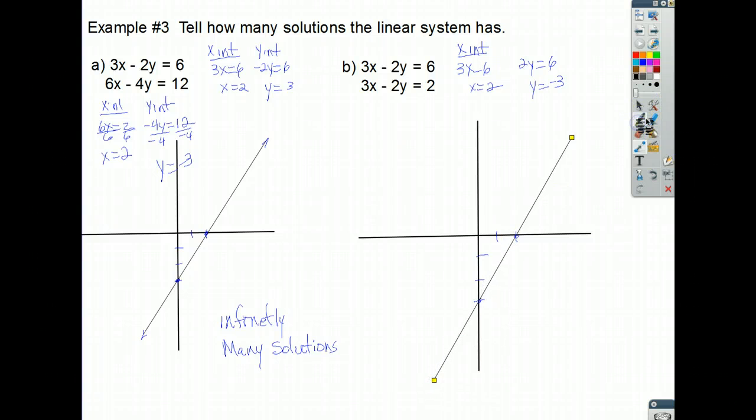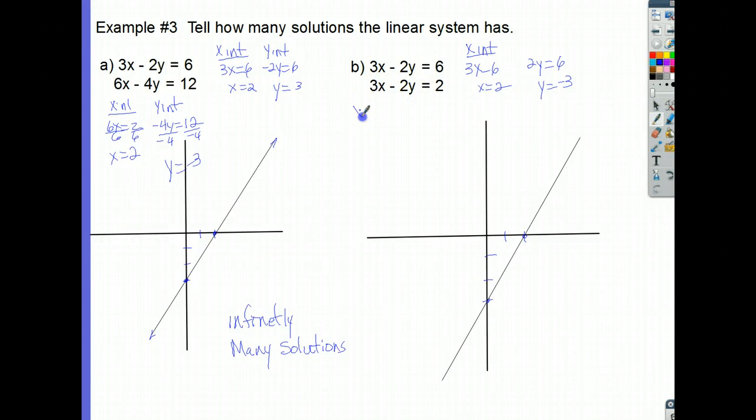Okay, go to the second one. We can use x-intercepts here as well. The x-intercept, well, let's see, maybe not. I don't really like the way that's looking. They're actually not given in intercepts. Let's go ahead and put it in slope-intercept form.